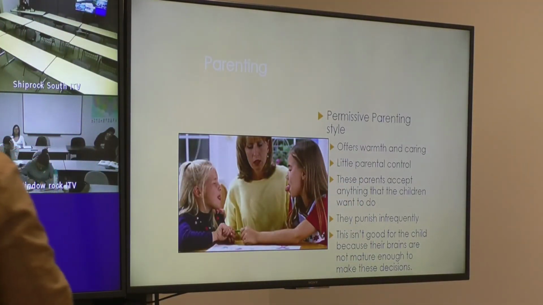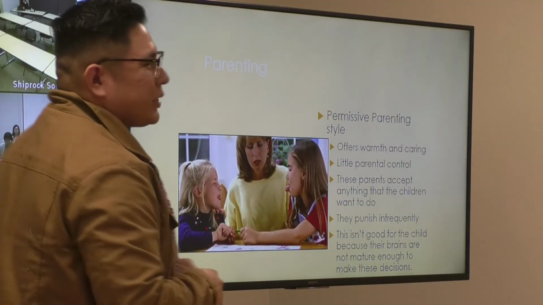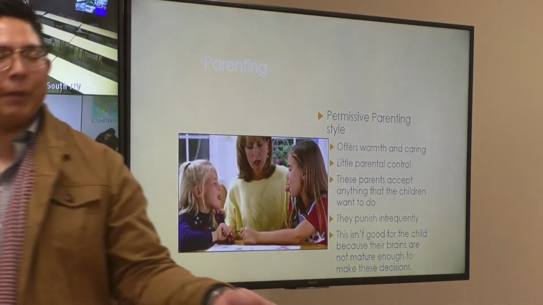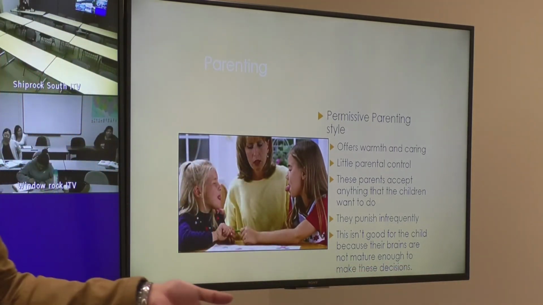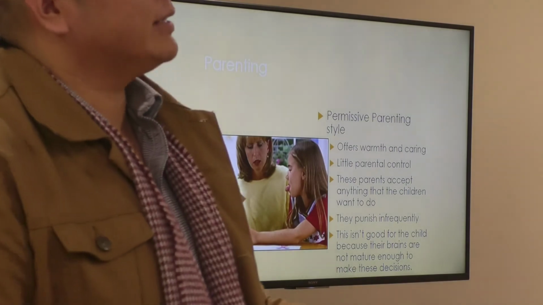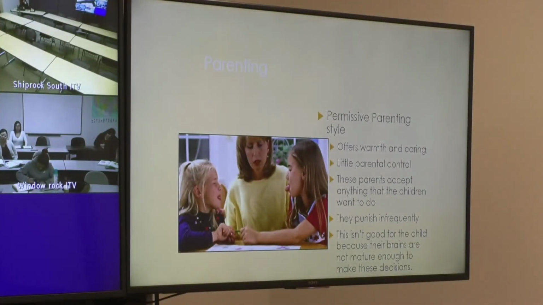Within that, they punish infrequently. In other words, you're kind of just like, oh, you know what? They're the cool parents. They're the parents that you had the parties at in high school. Everybody's like, no, I never went. So these are the cool parents. And a lot of parents always try to strive for this. They're like, I want to be that cool parent. And I said, don't. Just be a parent, an actual parent.